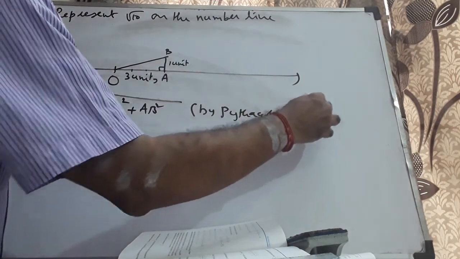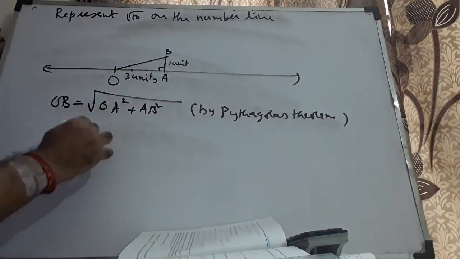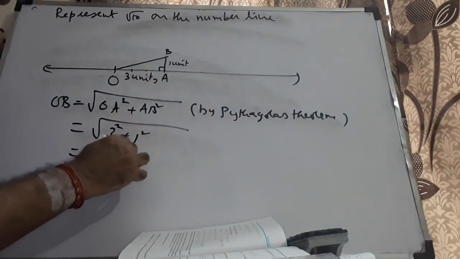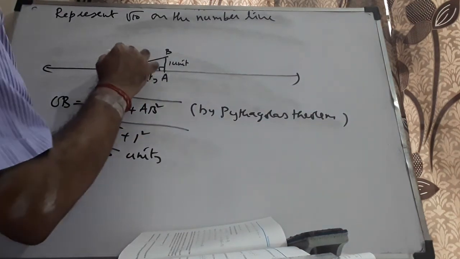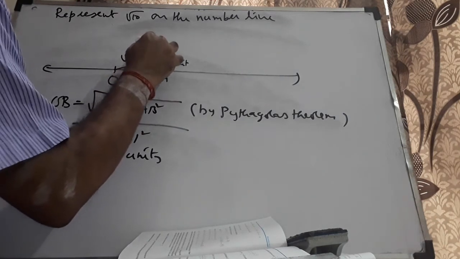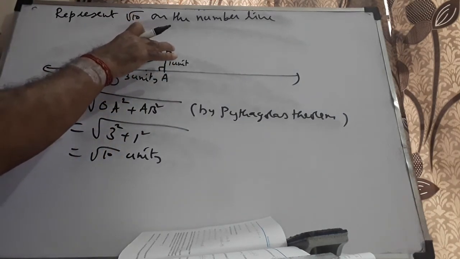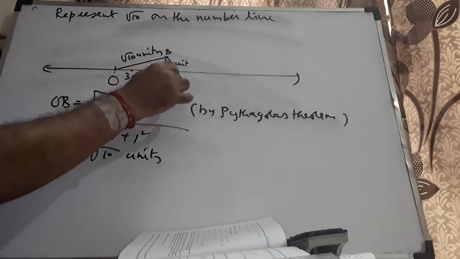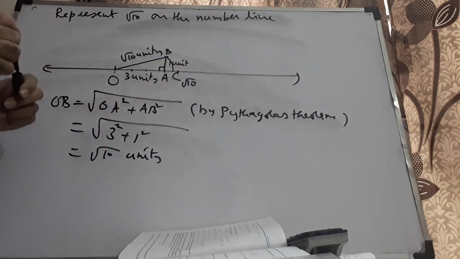Pythagoras doesn't matter. Okay, which is equal to root of 3 square plus 1 square, which is root 10 units. This length is root 10 units. Therefore, if I take O as center and OB as radius, I'll just draw an arc over here. This point C will represent root 10 on the number line.